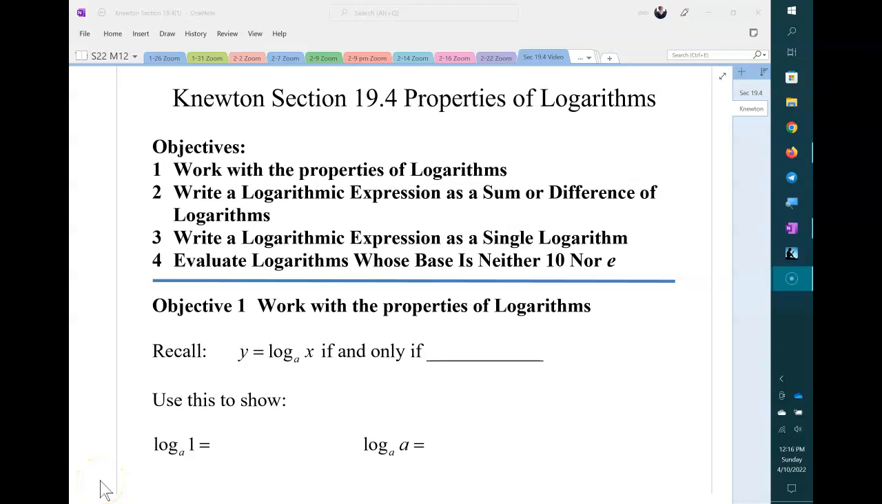So these notes are for Knewton, section 19.4, properties of logarithms. So we have 4 objectives. We're going to work with the properties of logarithms.